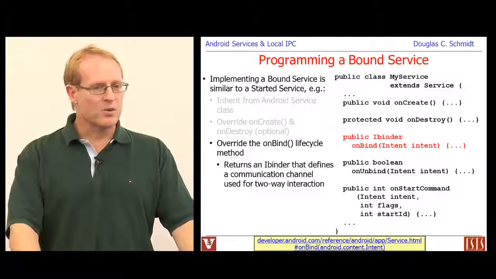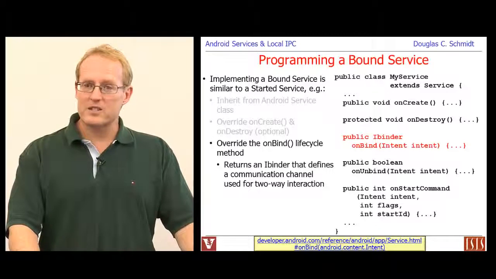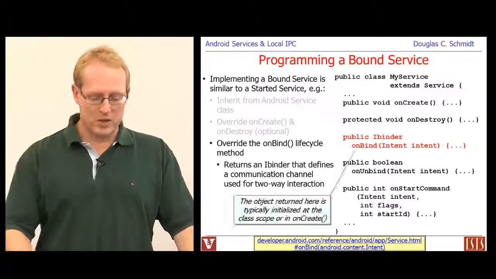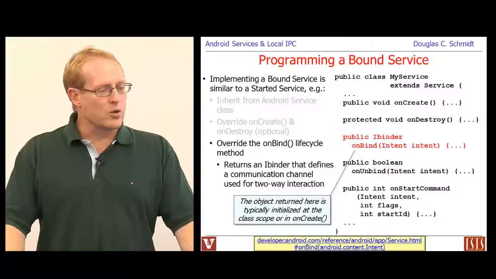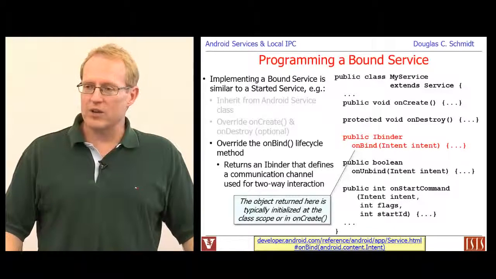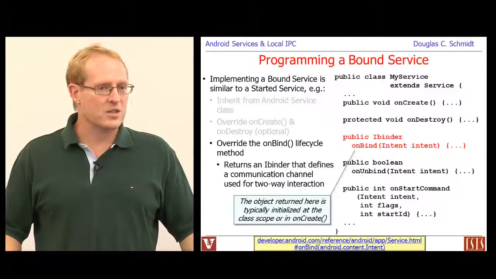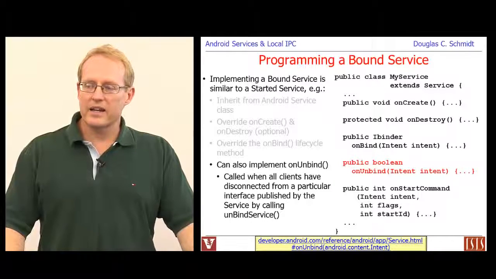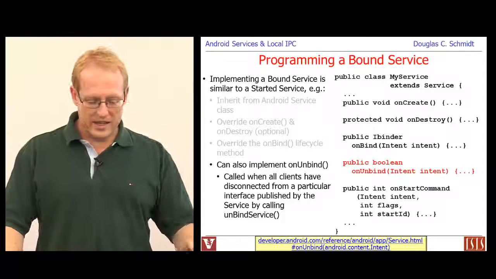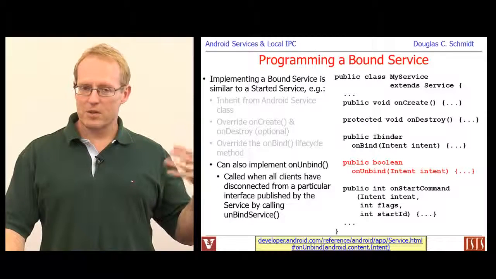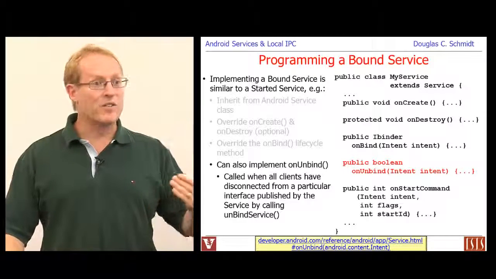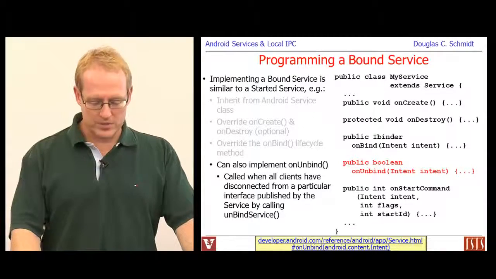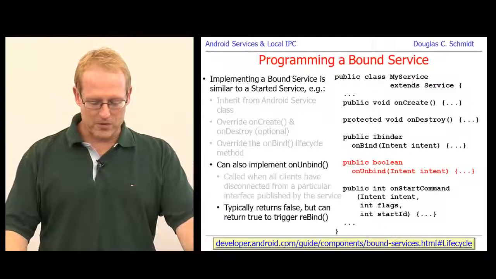And you can take a look and see more about the onBind method. The onBind method is, in fact, passed the intent that was used when you called bind, but oftentimes you don't really do much with that. The object that you return here is typically either created in onCreate or it's created at the class scope. You can do it either way. You can also implement onUnbind, and the onUnbind method is going to get called back when all the clients have disconnected from this particular instance of the bound service, and you haven't done some other things to take control over the life cycle of that particular service. And you'll see more about that as we go further.